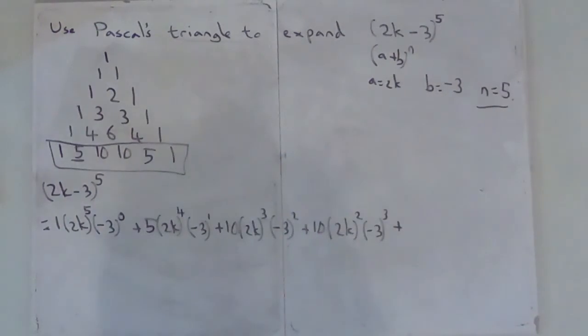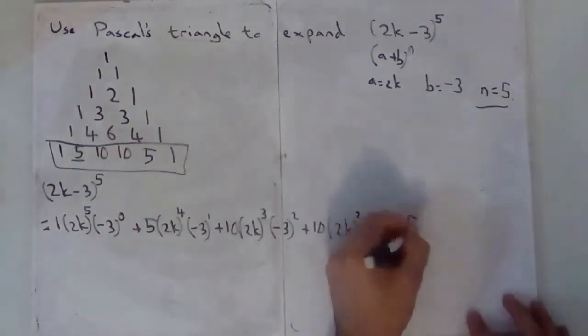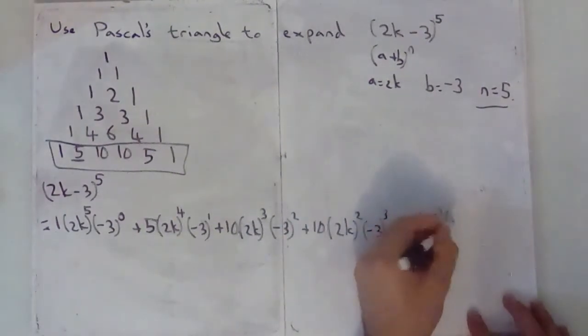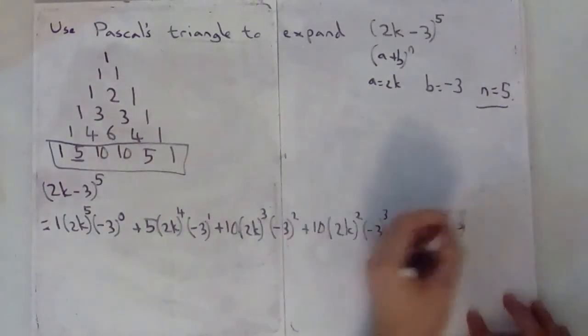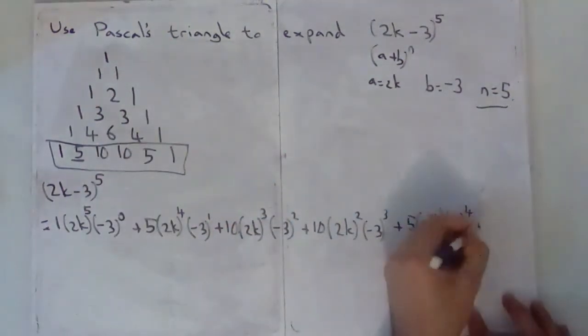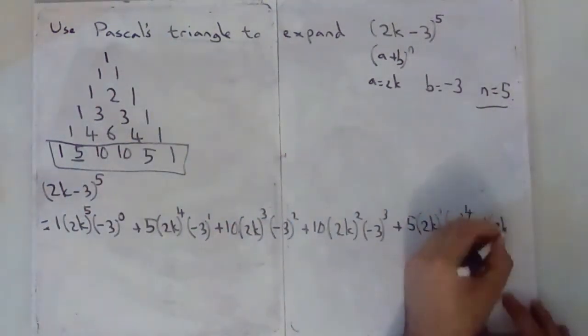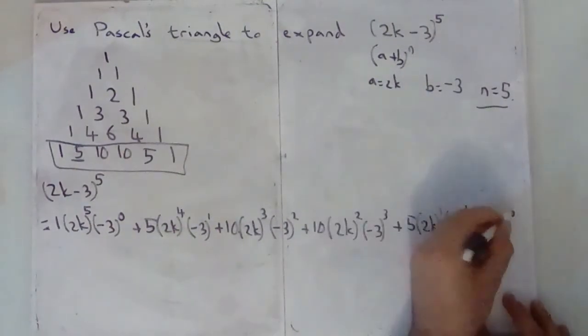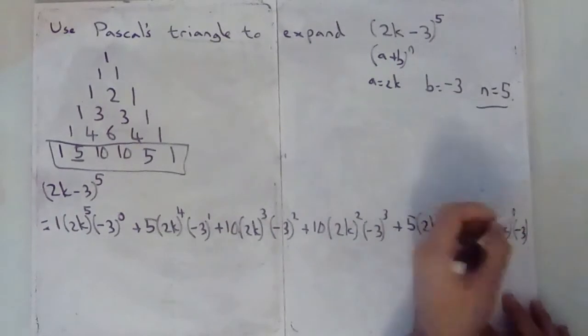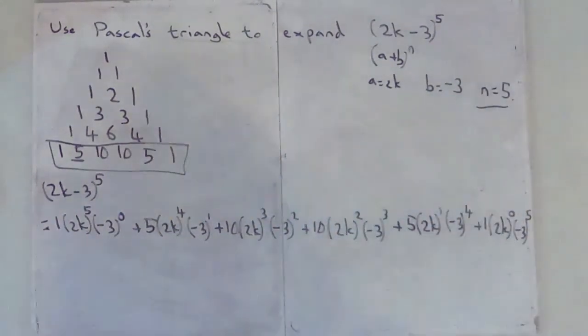5 is the next coefficient, 2k to the power of 1, and minus 3 to the power of 4. And the final term, coefficient is 1, 2k to the power of 0, and minus 3 to the power of 5, which is going to be, just realise that's going to be quite a large number, isn't it? So we want to expand the whole thing as much as we can.